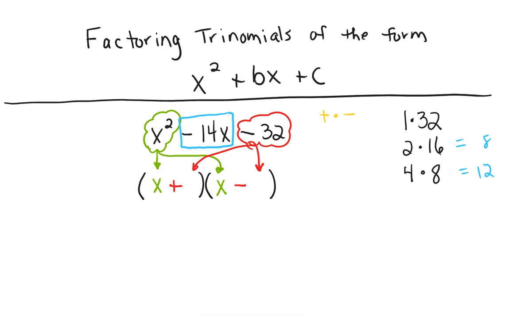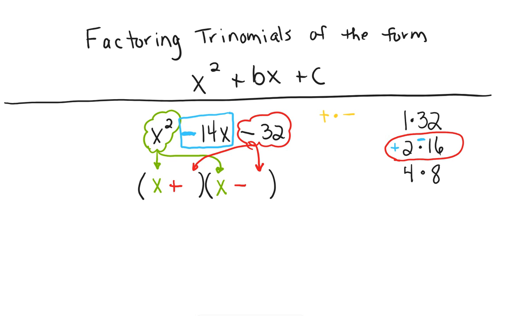So one of these numbers has to be positive and the other one has to be negative. When you add positives and negatives together, you actually subtract. So the pair that I'm looking for has to have a difference of 14, and that would be this pair right here. The sign here is a negative 14, so I would need to have a positive 2 and a negative 16.